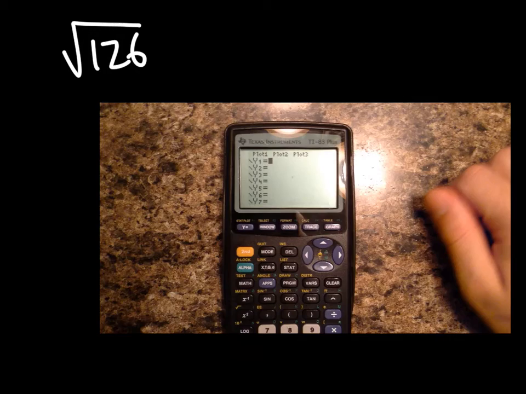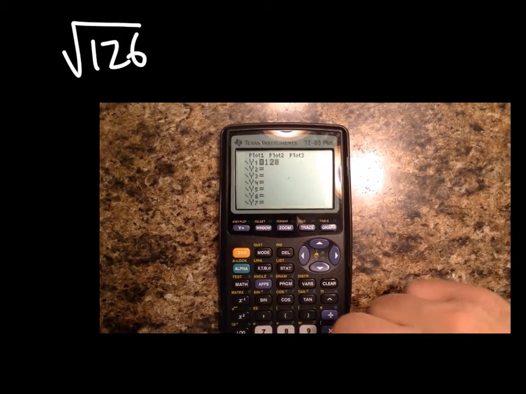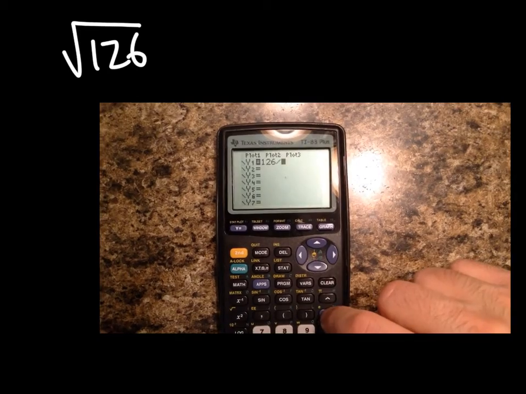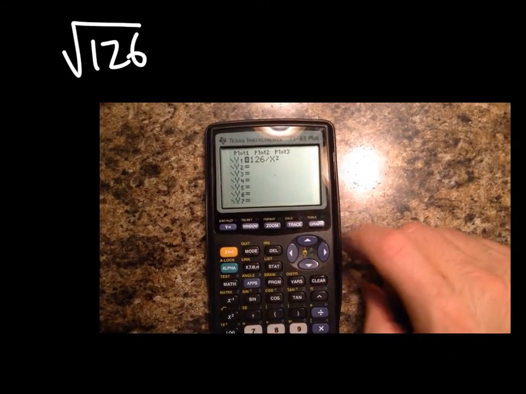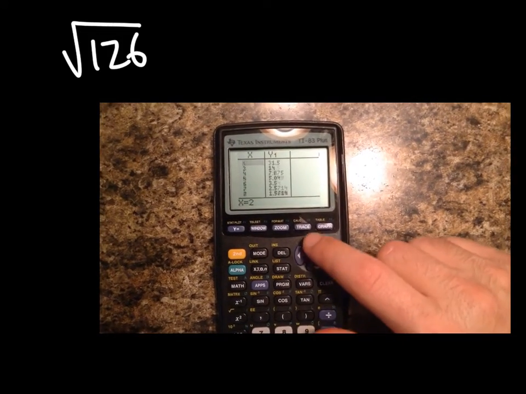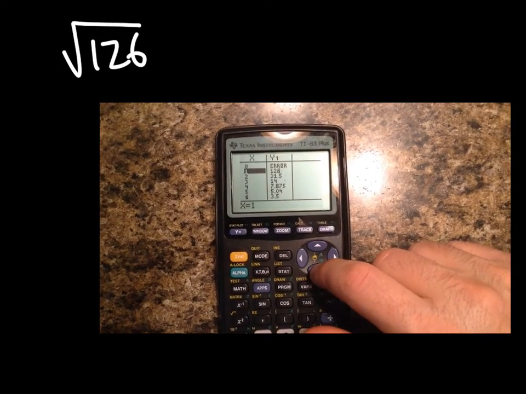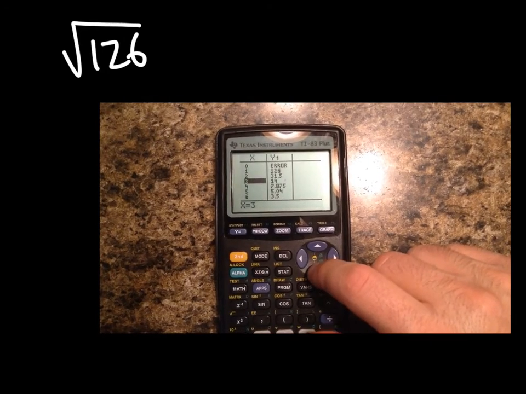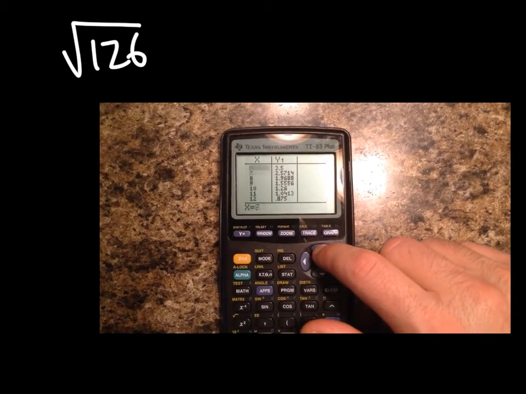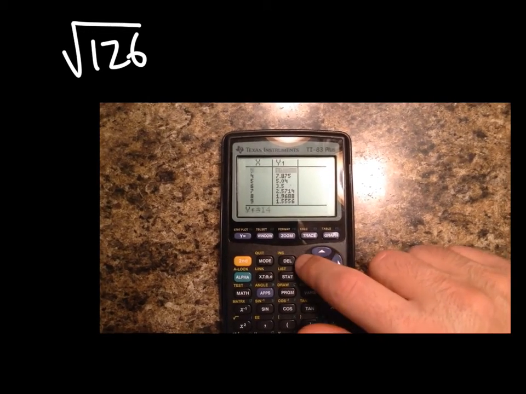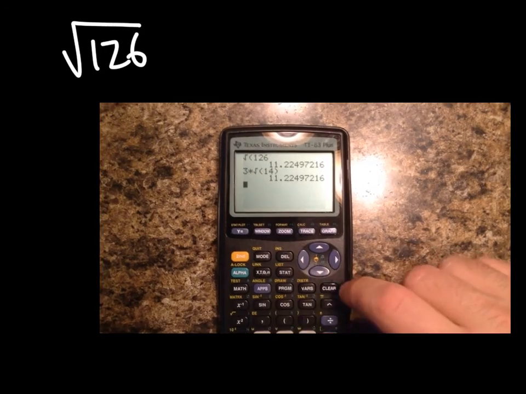Let's try one more. Let's do radical 126, just for fun. So you do 126 divided by x squared. You hit second graph to get into your table. You got to get up to where your 0 is. And as you see, the very first one is 126, but as you go down, you get a lot of decimals. So go up a little higher, and there you go. 3 radical 14 is the first set.